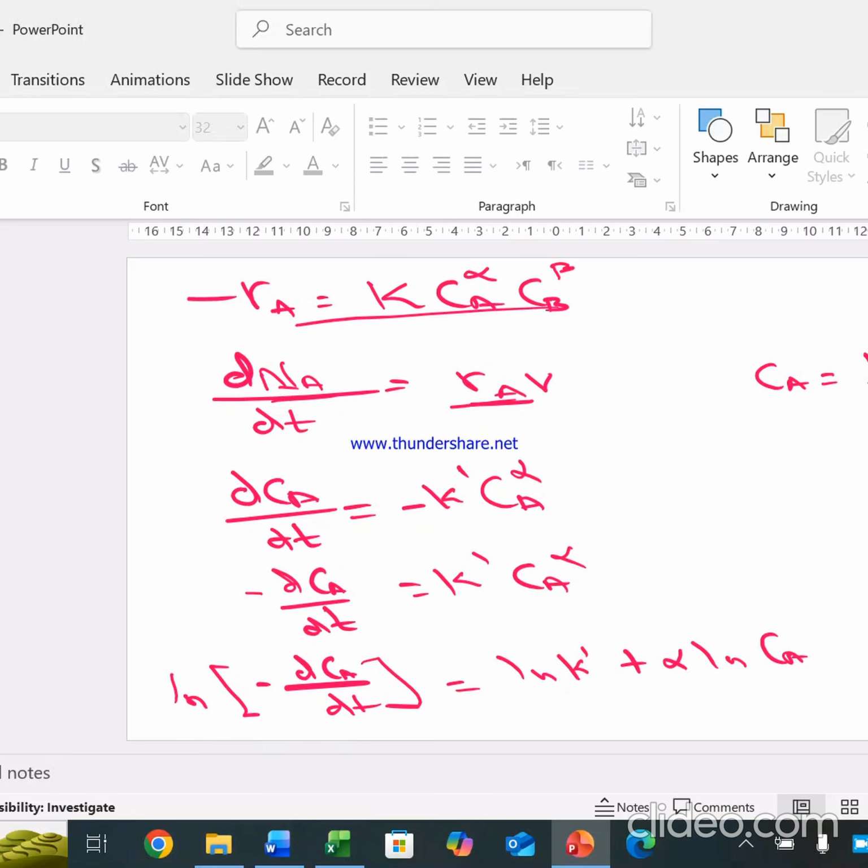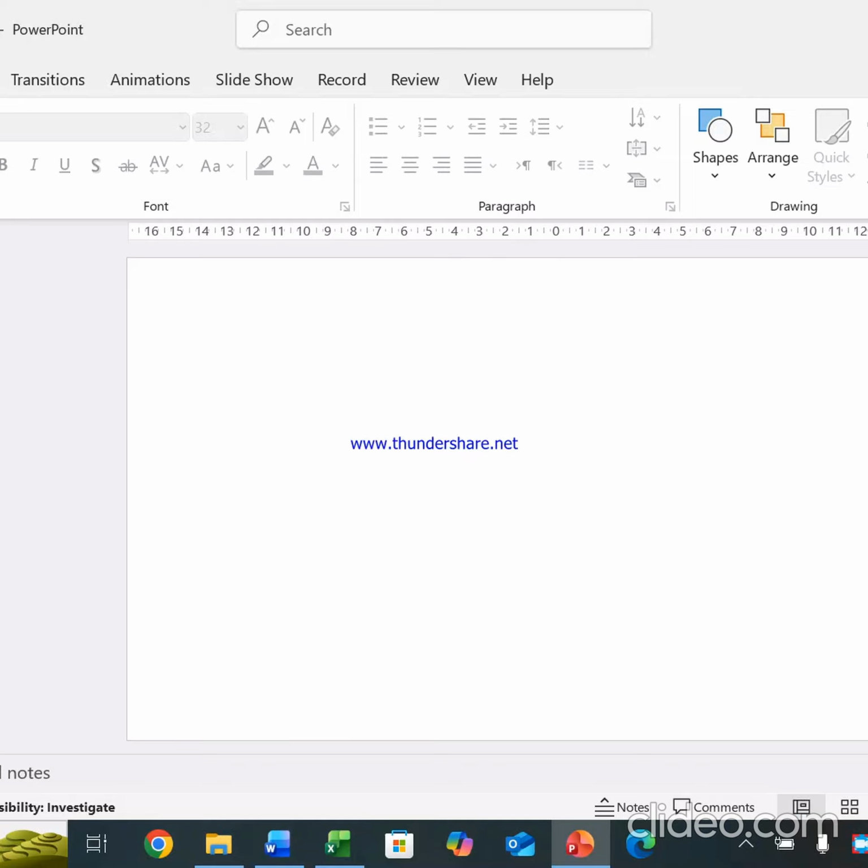But in this tutorial, I will just be using the graphical method. There are some steps I'm going to take to get the dCa/dt. To get the dCa/dt, we can use what is called the differencing method.